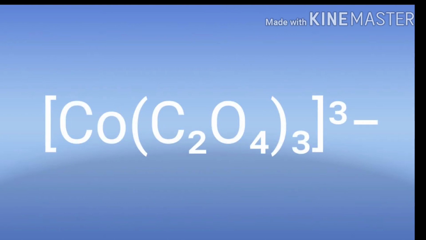Now another example we can take is [Co(C2O4)3]3-. In this type of complex, cobalt, that is the central metal ion, is attached to only one type of ligand, that is oxalate ion. That's why it is a homoleptic complex.